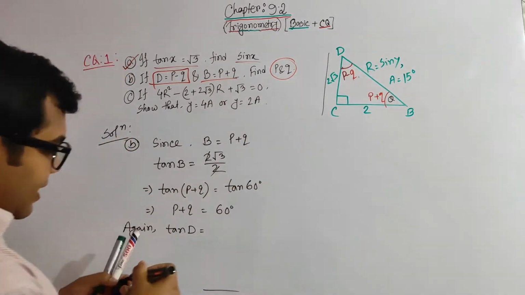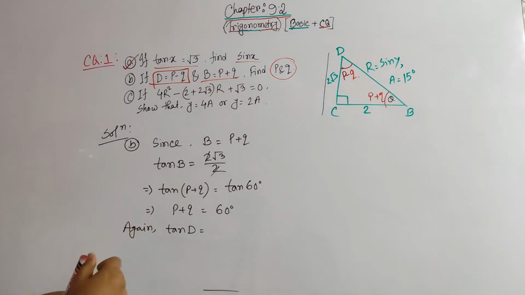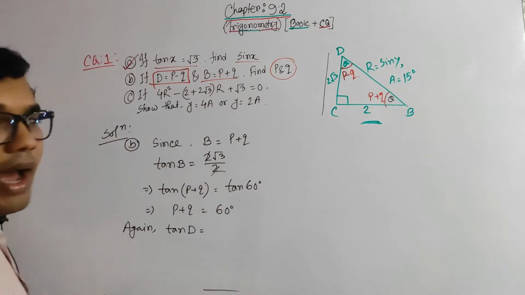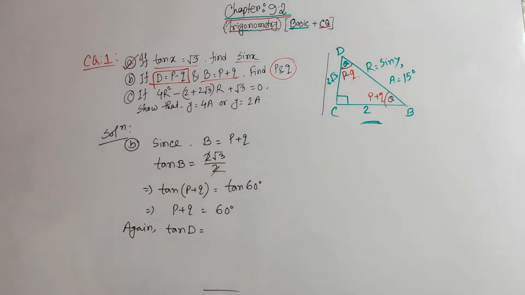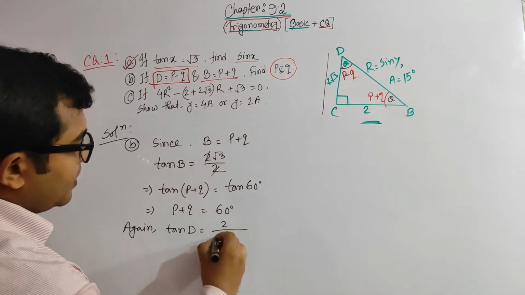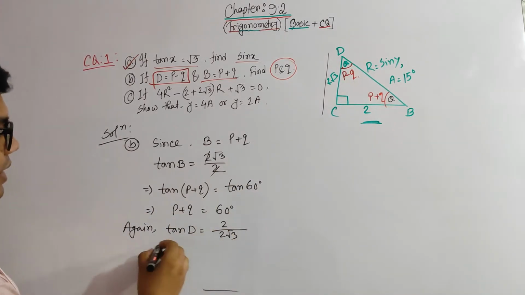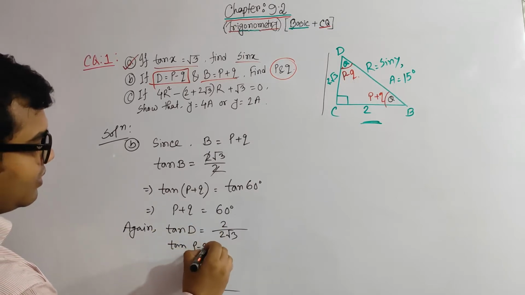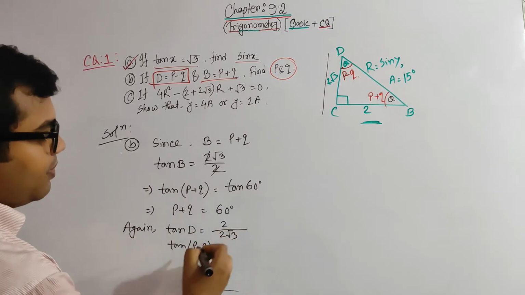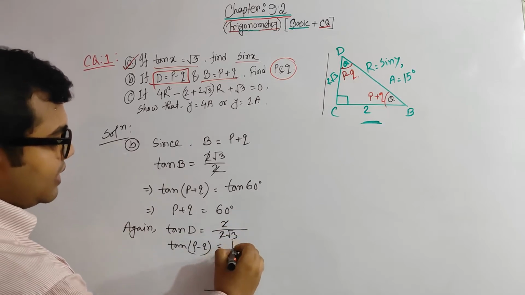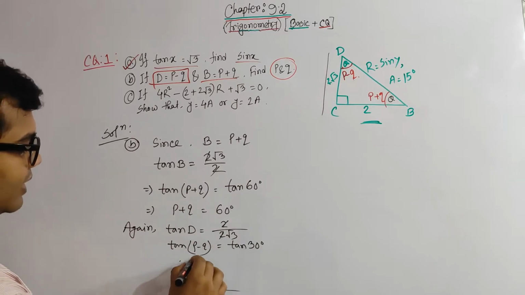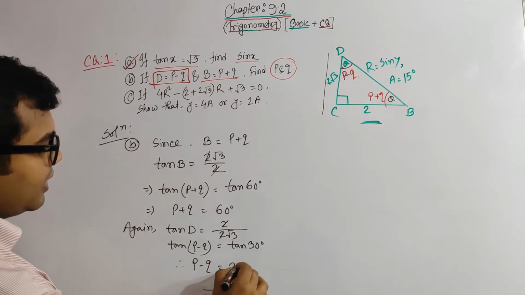Tan d, when we are thinking for this angle, my dear students, it's a very vital part. So this would be our height and this is the base. So we can go this way: 2 by 2 root 3, so 1 by root 3. That means tan d, the value of d is p minus q, so tan (p minus q) equals 1 by root 3, and 1 by root 3 is tan 30 degree. Now we can say that p minus q equals 30 degree.